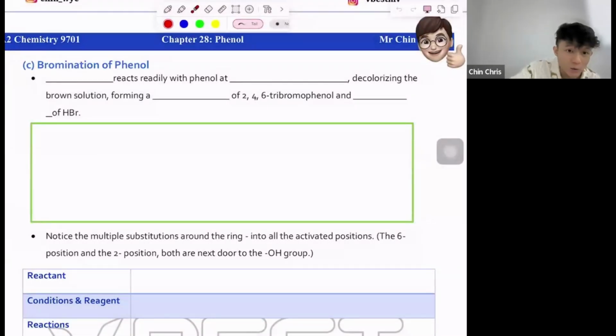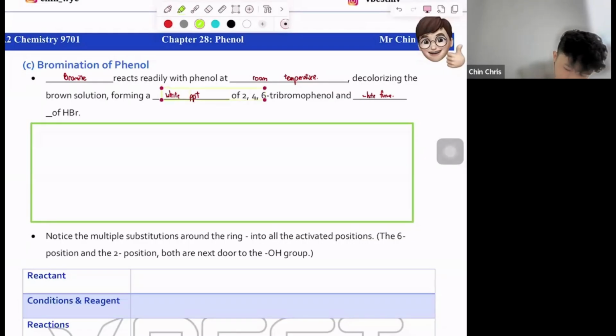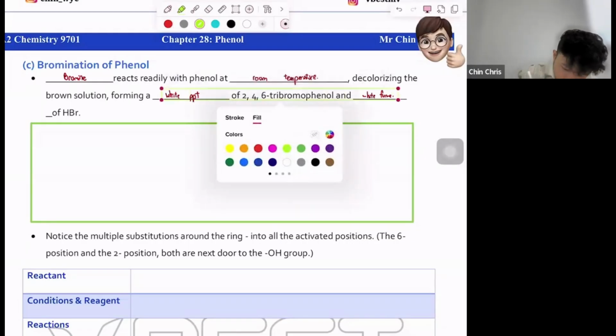Remember, highlight the word. Write down: bromine reacts very vigorously with phenol at room temperature. There is no need for a catalyst. Why? Phenol is more reactive. So you will get a white precipitate of 2,4,6-tribromophenol and white fumes of HBr. Highlight the words white precipitate and white fumes.